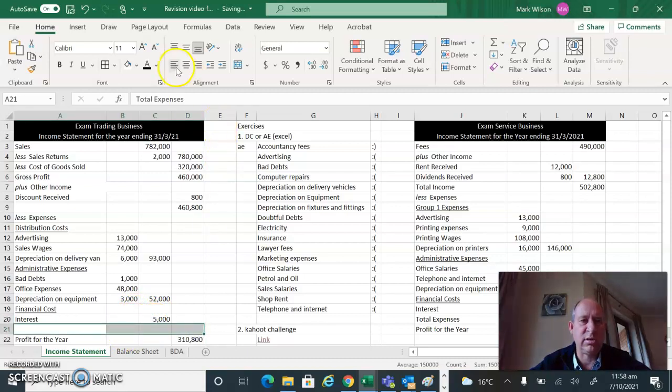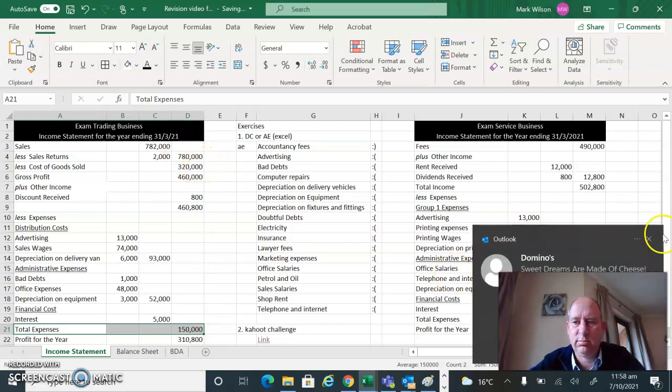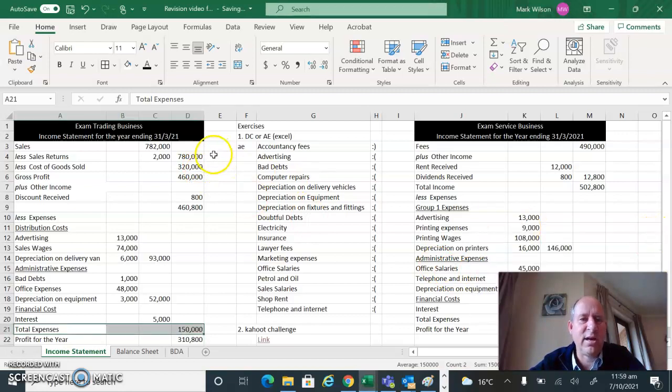And we'll total those costs, and because it's an important figure, it goes into that third column. And that's the conclusion of the income statement. So just as a review, we've got our sales, less sales returns, less cost of goods sold. Sales less cost of goods sold is our gross profit, plus other income, less our expenses, distribution, administrative and financial costs, gives us a total expenses. And we take our total expenses away from our income there, gives our profit for the year. Okay, and that's what we're after.